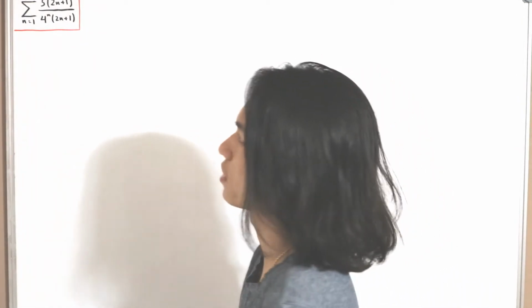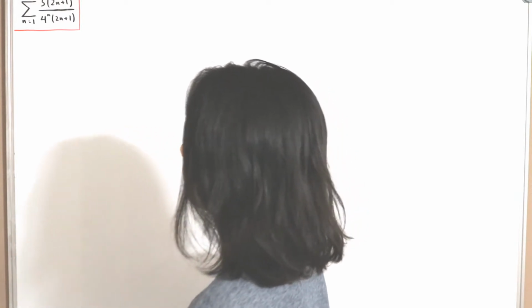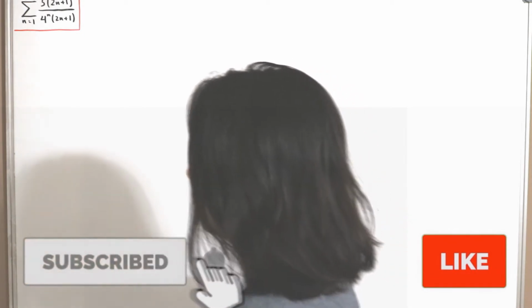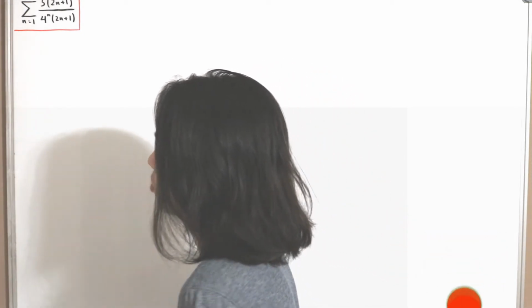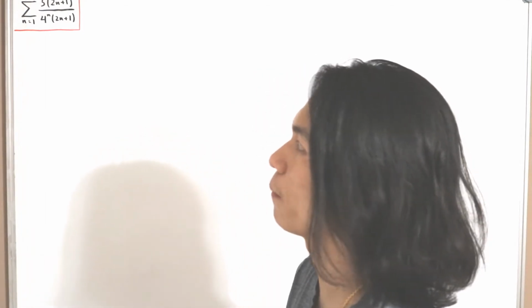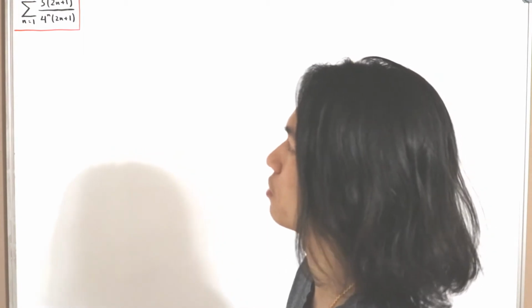In today's video we've got an infinite series that we'll be evaluating: the infinite series of the Riemann-Zeta of 2n plus 1, divided by 4 to the power n multiplied by 2n plus 1. That sounds a bit complicated, but no worries. We're going to use a couple of functions to help evaluate this series, and we're also going to do some integration to help manipulate things a little bit.